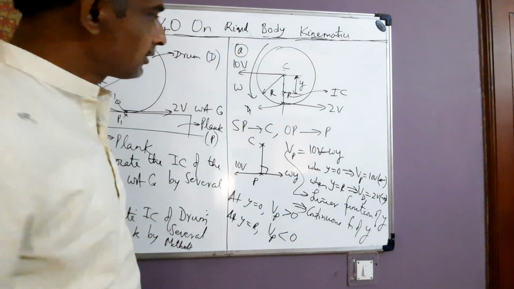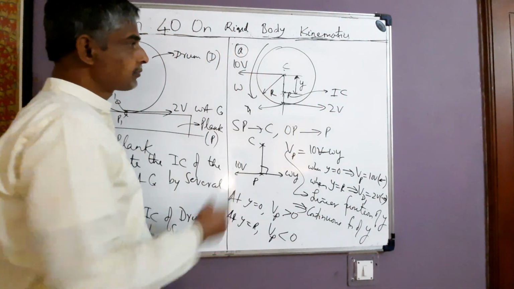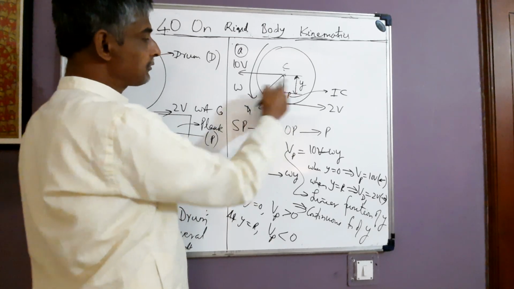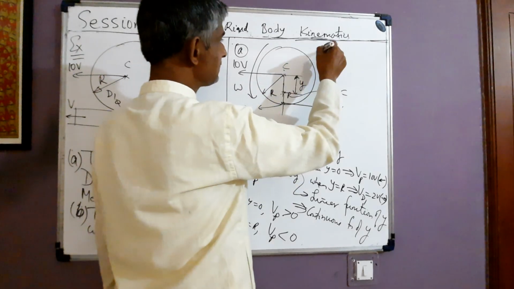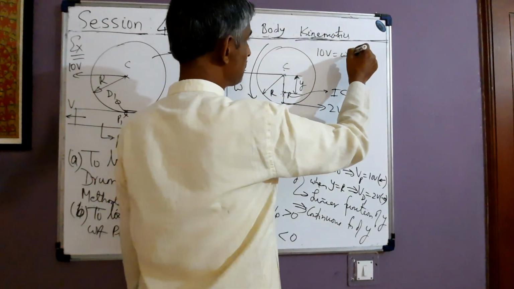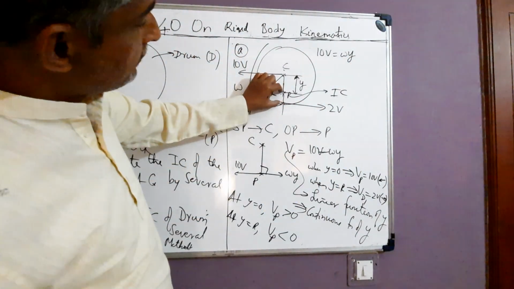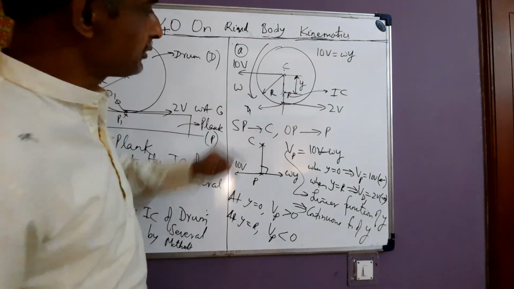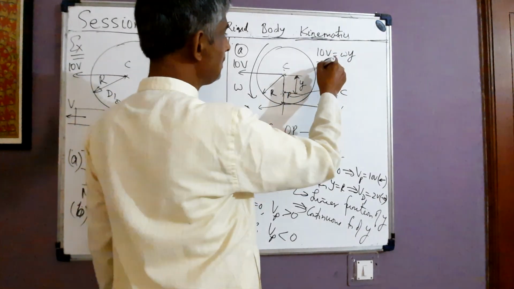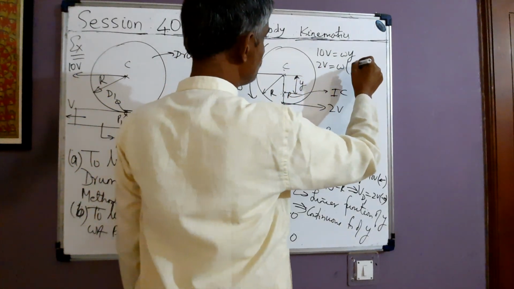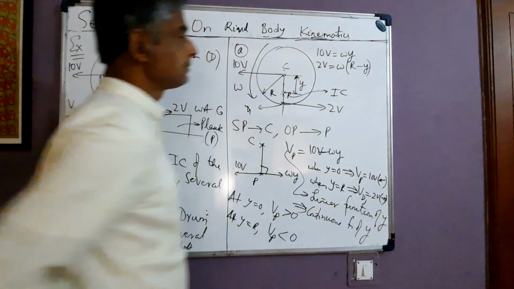Now we use the IC concept. Center C is at a distance of y from the IC. The speed of center C is 10v, that is omega times y. Now D1 is at a distance of r minus y from the IC, that is point P. The speed of D1 will be omega into r minus y.